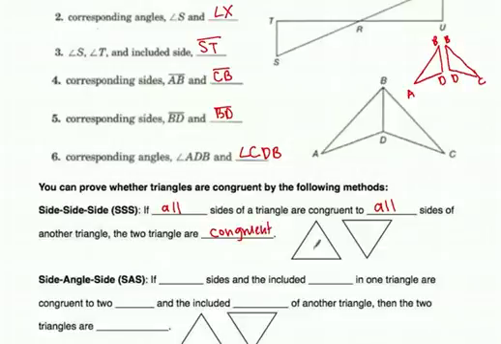What that means is if I had two triangles, and if I had information that this side was congruent to this side, and this side was congruent to this side, and this side was congruent to this side, then I can prove that these two triangles are congruent to each other, which means exactly the same size, based on the fact that I know that each side individually is congruent to each other.